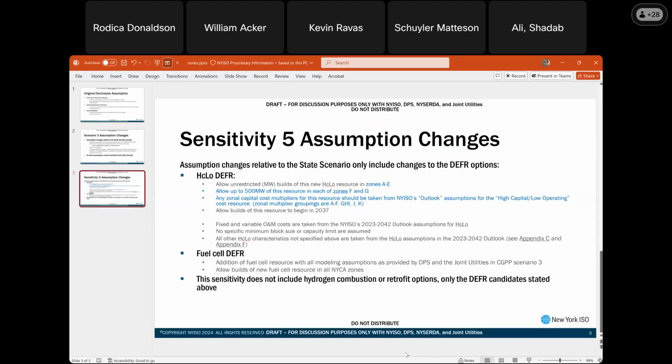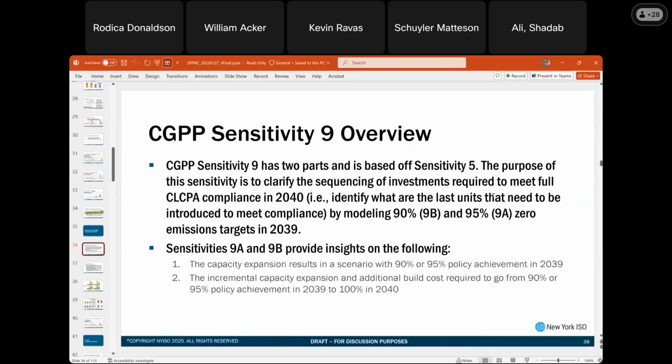But then we also had the high capital, low operating defer option in this sensitivity 5. That allowed the high capital, low operating resource to be built in zones A through G. But there was a limitation on the amount of HCLO resource that could be built in zones F and G, and it only allowed up to 500 megawatts of that resource in F and G. So those are the key clarifications for sensitivity 5, key assumptions. And so we based sensitivity 9 off of that case.